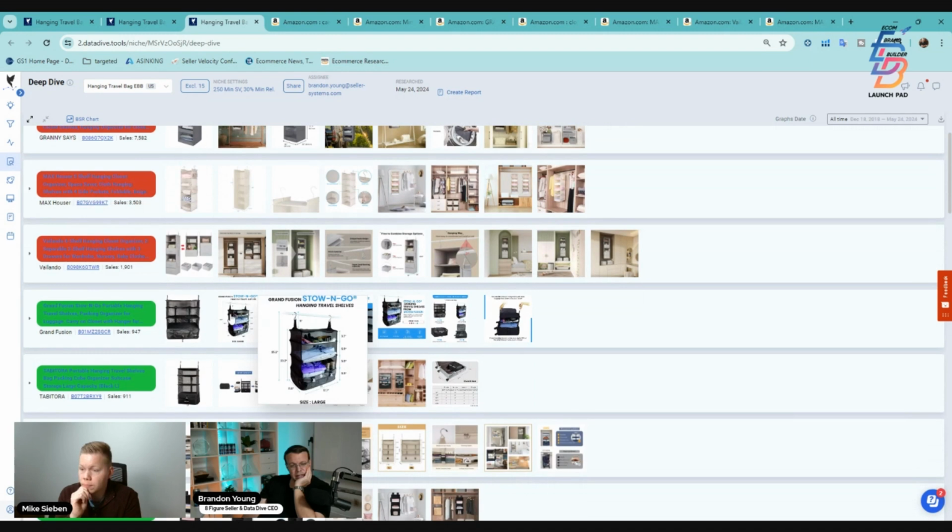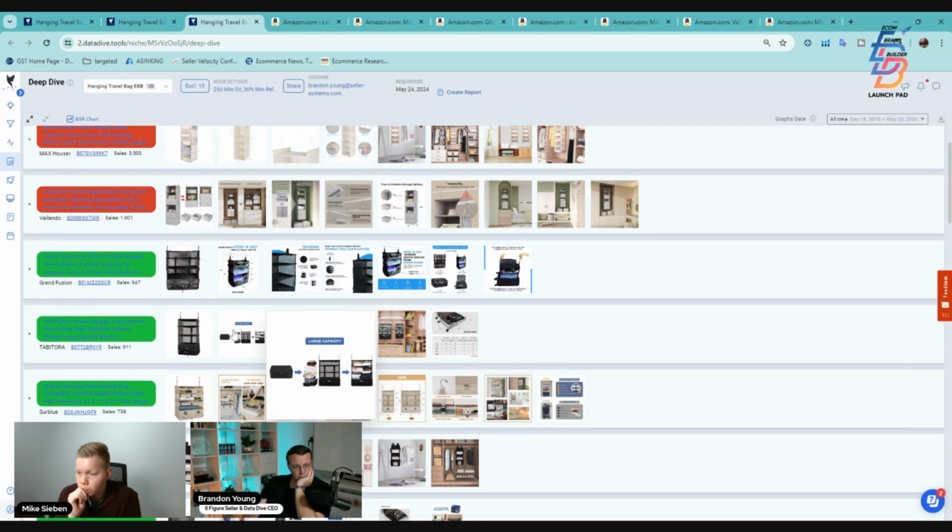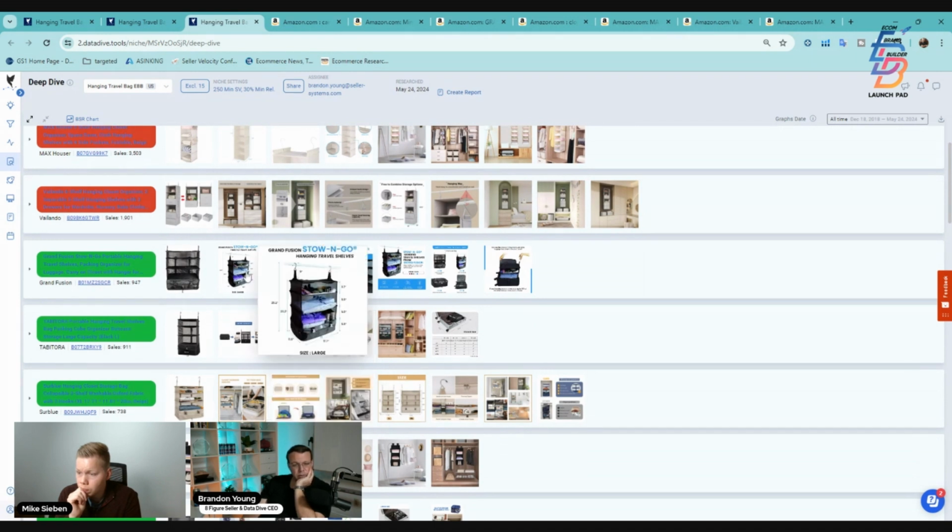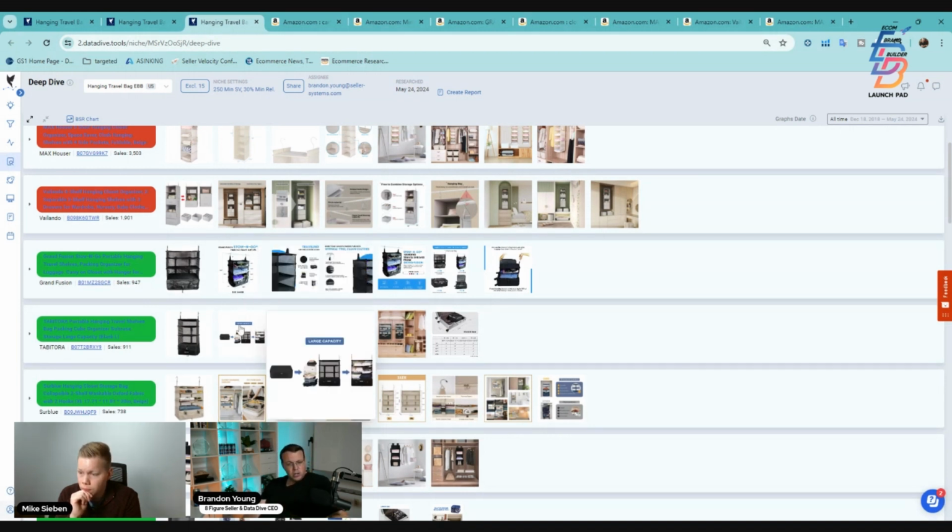Yep. This guy is saying hanging travel shelves, stow and go. They do say it's trademarked, by the way, stow and go. See that? So definitely be careful using that. Large capacity. So holds a lot is what they're hoping to convey as the value proposition.